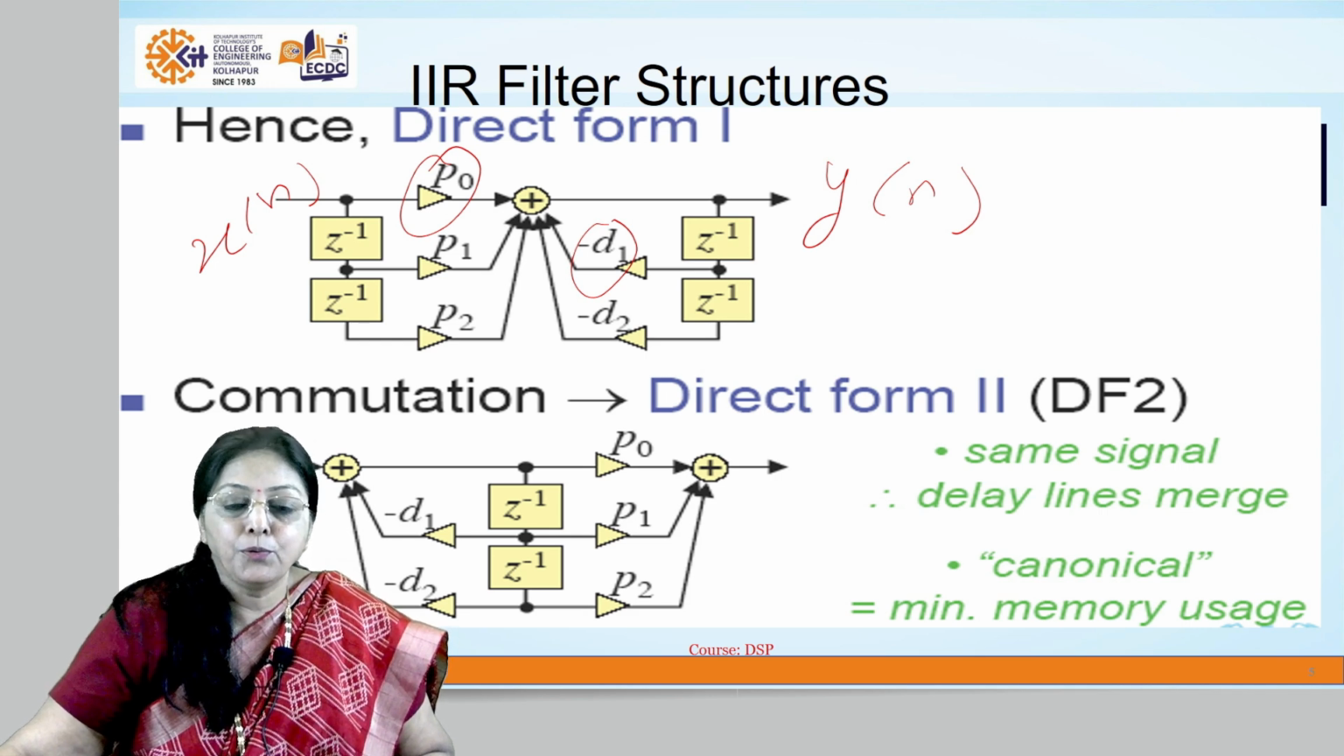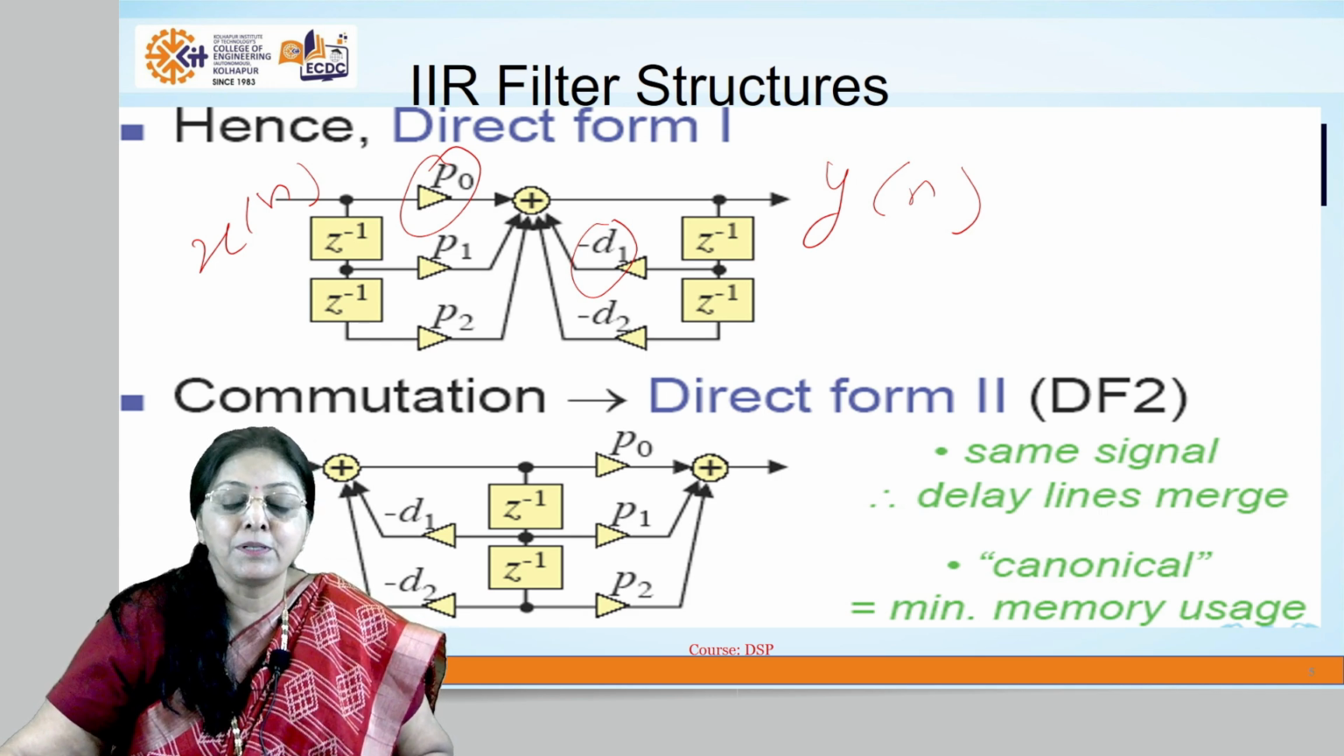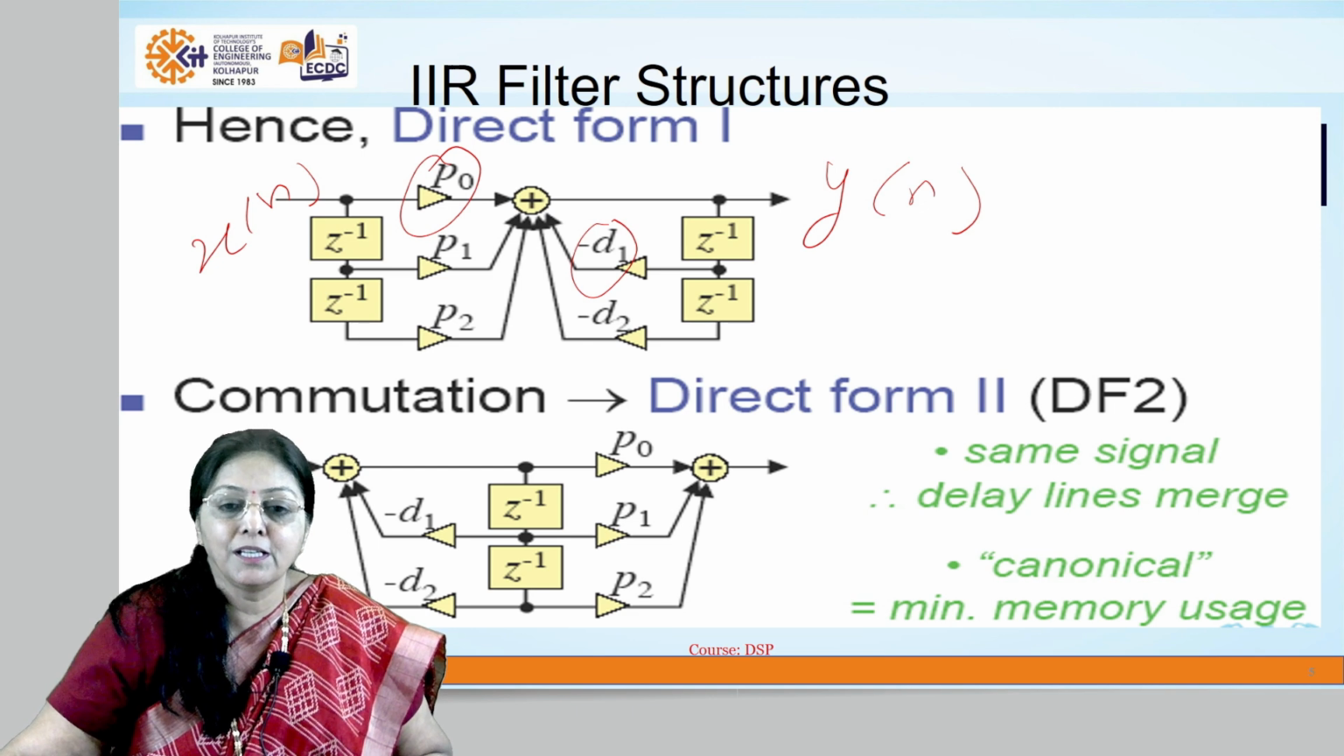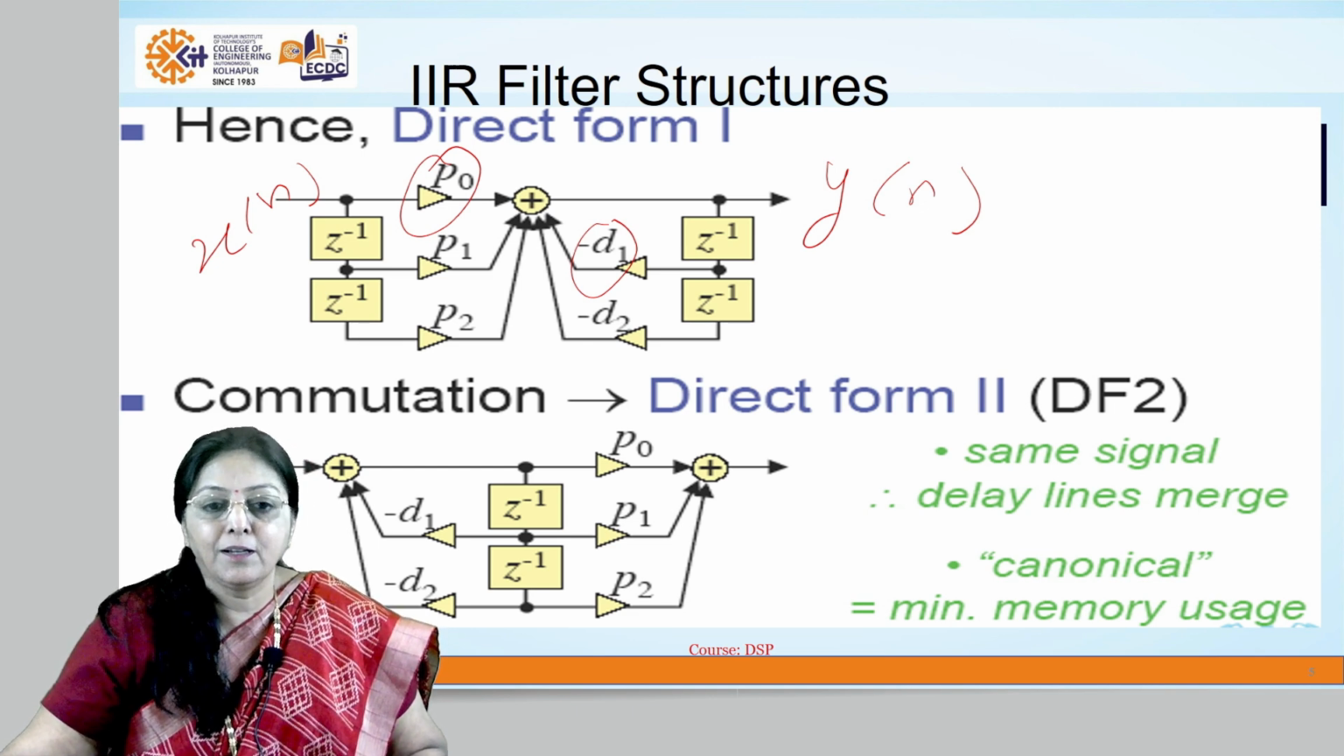In direct form 2, we are going to minimize the circuit, that is, we minimize the delay components, making them half. Because of that, direct form 2 realization is mostly preferred for the design of the IIR filter.